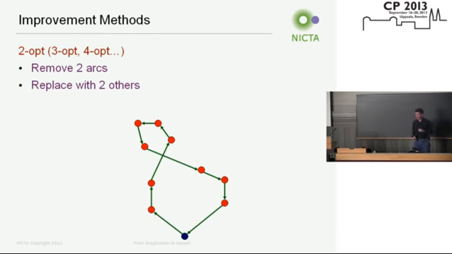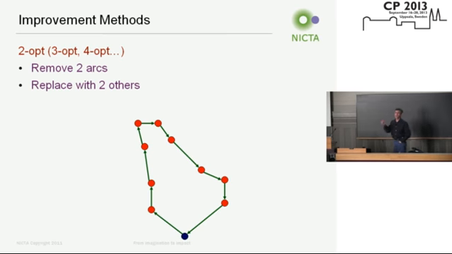Another common technique is 2-opt and its associated ones. For 2-opt, I remove 2 arcs and replace them with 2 arcs. So in this one, I'm just going to remove these 2 arcs and replace them. There's only one way of replacing them, which gives me these 2. That leaves this little section here going the wrong way, so I reverse those. And that's a 2-opt move.